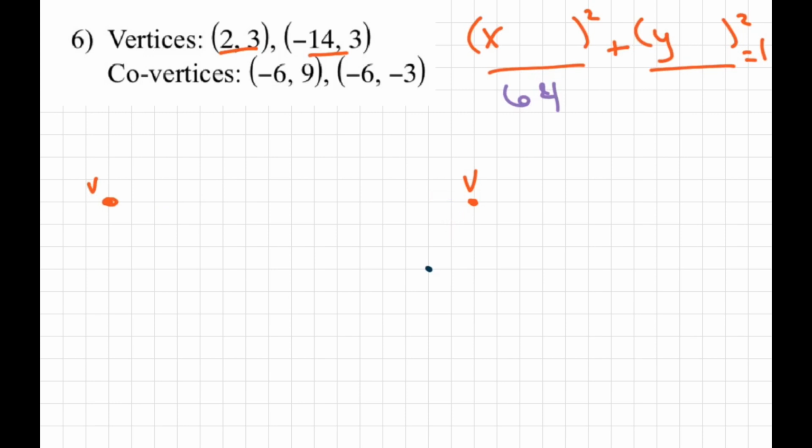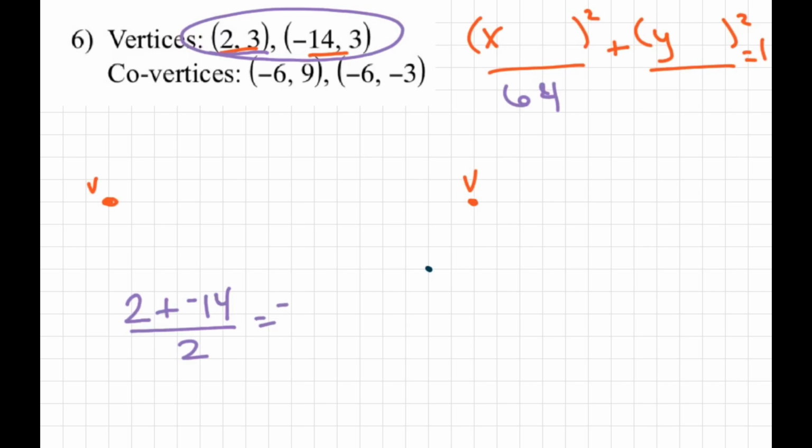We could find the midpoint of these 2 points, which would be the center. And so if you remember finding the midpoint of 2 points, you're going to say 2 plus negative 14 and then divide it by 2. So you're finding the average of those 2 points. That's negative 12 divided by 2, which is negative 6. So negative 6 is the midpoint, negative 6, and then negative 3, of course. So that's the center.